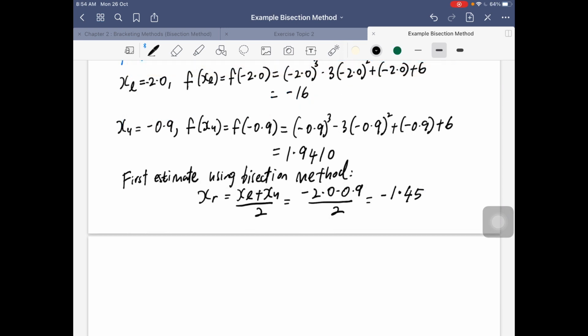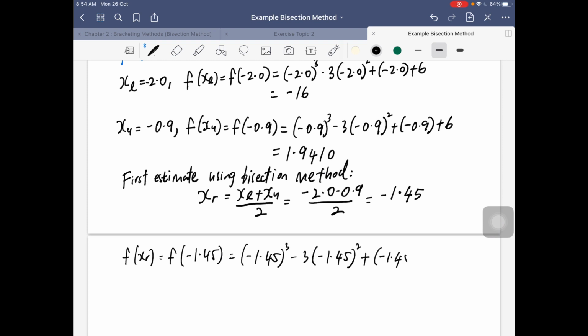Now let's calculate our f(xR). We insert x equal to negative 1.5 into our function. So we have negative 1.5 cubed minus 3 times negative 1.5 squared, and then plus negative 1.5 and then plus 6. In 4 decimal places, we get negative 4.8061.